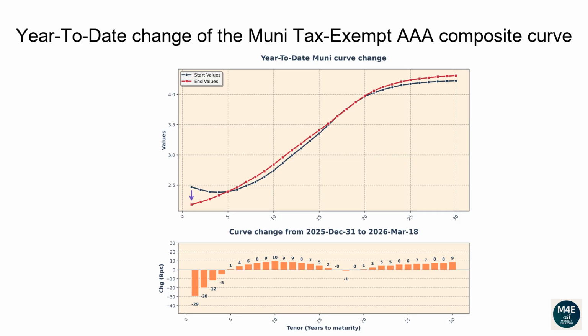The 1-year tenor changed -29 basis points. The 2-year tenor changed -20 basis points. The 5-year tenor changed 1 basis point. The 10-year tenor changed 10 basis points. The 20-year tenor changed 1 basis point. The 30-year tenor changed 9 basis points.